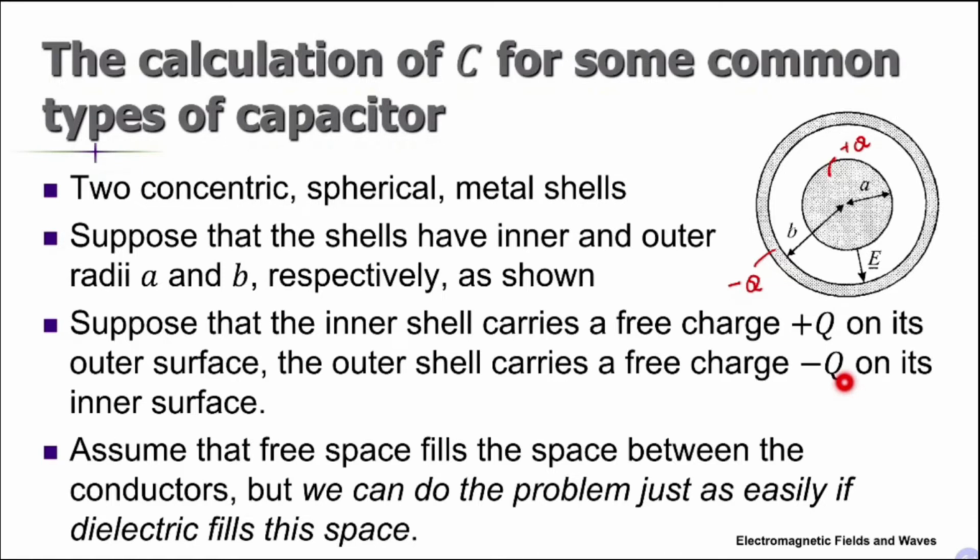So first we want to find the D field between the two structures, from the inner spherical metal shell pointing towards the outer spherical shell.